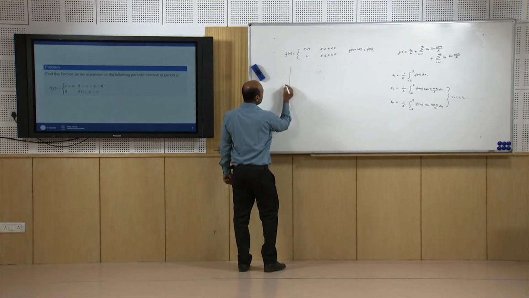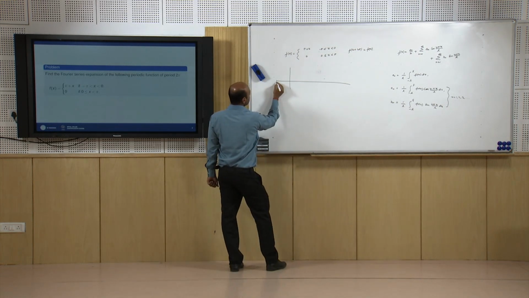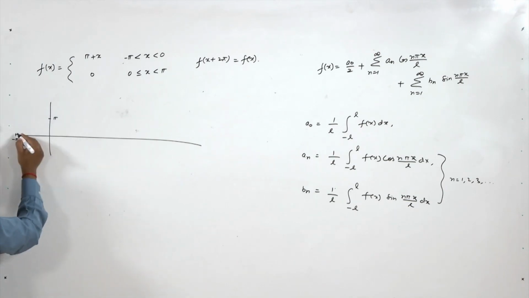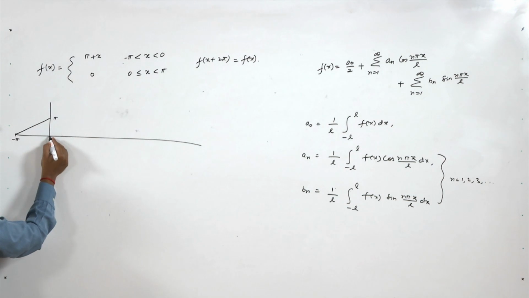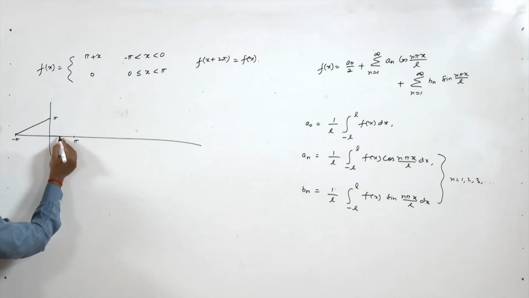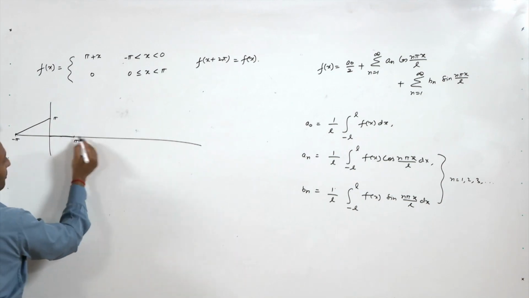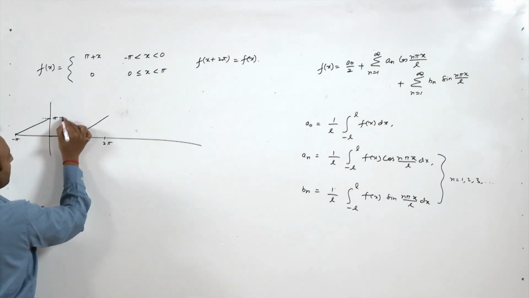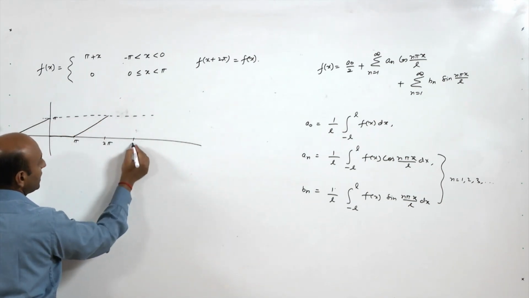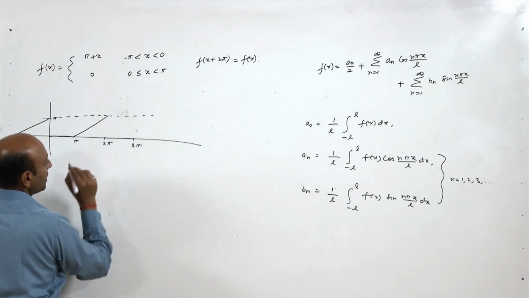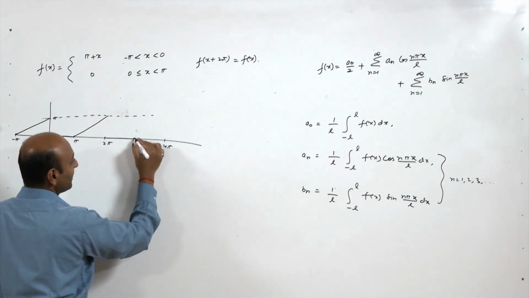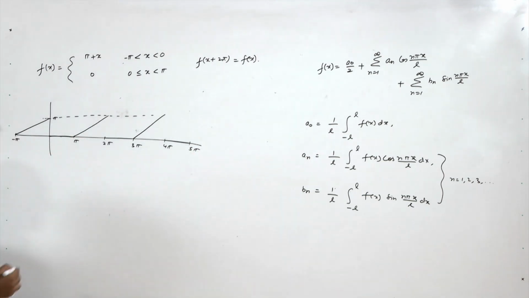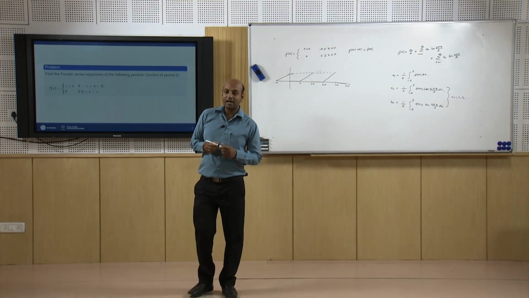So, what is the shape of the function? When x is minus pi, it is 0, and when x is 0 it is pi. So, here it is like this, and from 0 to pi, suppose pi is here, from 0 to pi it is 0. Again from pi to 2 pi it is this function, having the same height, and from 2 pi to 3 pi it is again 0. Then 3 pi to 4 pi again it is this line, and 4 pi to 5 pi it is 0. So, this is the shape of the graph of this function.